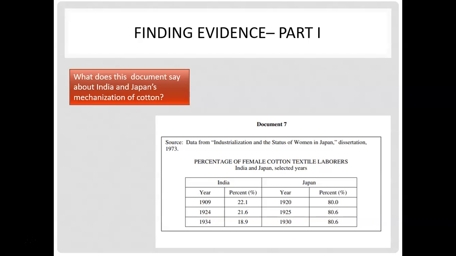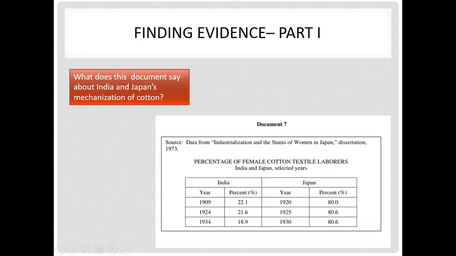So here we have a document, and we always want to look at the source line up here. This is going to really help you, especially when it comes to sourcing your documents. So we know that this is data from the industrialization and the status of women in Japan done in 1973. And so then we read the title, Percentage of Female Cotton Textile Laborers, India and Japan, Selected Years.